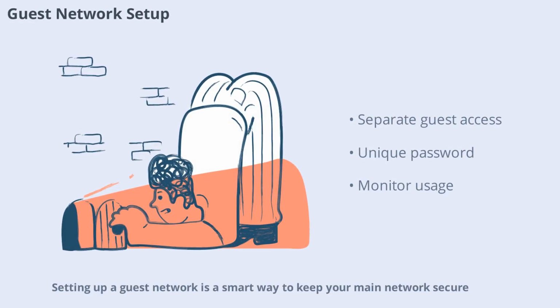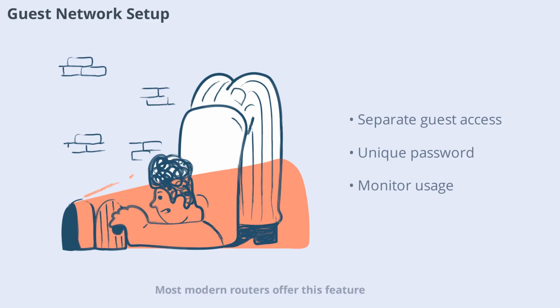Setting up a guest network is a smart way to keep your main network secure. A guest network allows visitors to access the internet without giving them access to your personal devices or files. Most modern routers offer this feature, and it's easy to set up through your router settings. Always use a separate password for your guest network and monitor its usage regularly. This simple step adds an extra layer of protection to your home network.